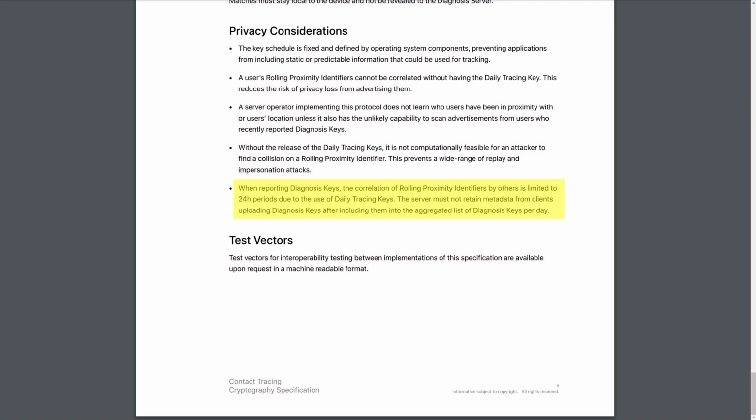The keys are distinct for every 24-hour period, and each rolling proximity identifier is generated based on the daily tracing key. That means for each day, it looks like a daily tracing key is a new person. There is no way to link two tracing keys together.